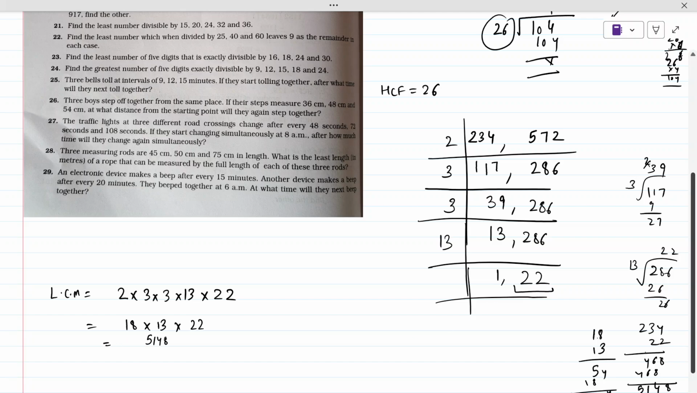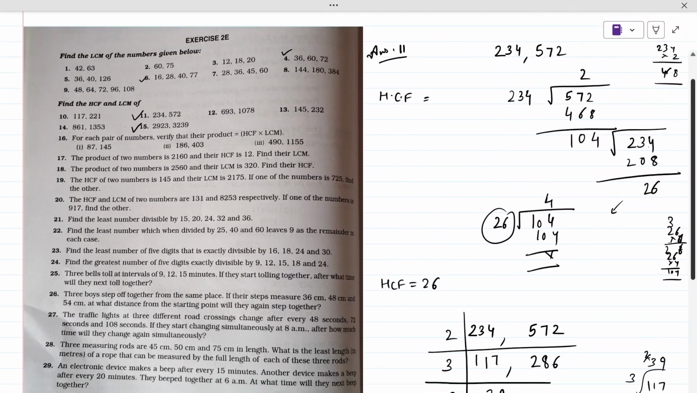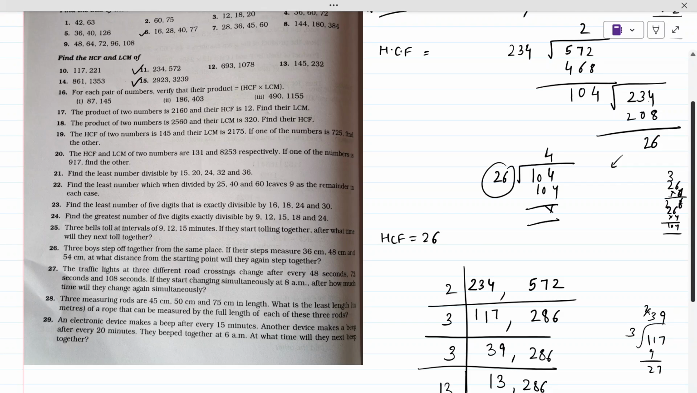5148. Otherwise, we could have used another method also to find the LCM. That is the formula: product of the two numbers is equal to product of LCM and HCF. Right? But here I have used the long method to show you how we do LCM using this. Okay. So now this is done. And next is 2923 and 3239. Okay.